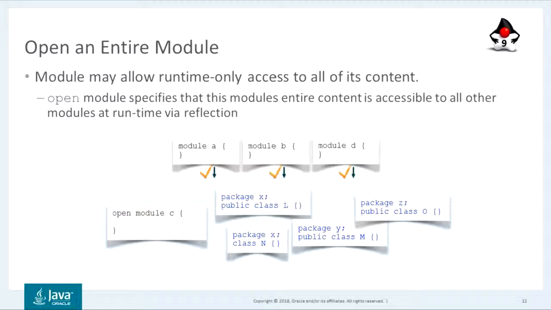Another option is to open an entire module. The command is called open module. Open module means you intend to make the entire contents of the module available for everybody via reflection. So no private packages, if you like, in that module C. Whatever it contains will be visible to whoever wants to use it. There you go. That's an open module.